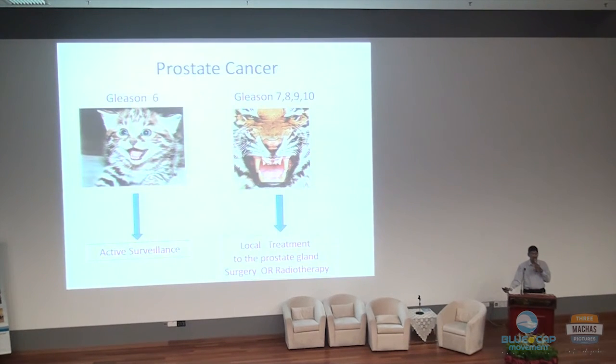So you all know that there are many different grades of prostate cancer. Basically, if you have a Gleason 6 tumor, those tumors are quite harmless in most patients, and therefore you don't have to have any treatment. You may just undergo active surveillance. However, if your grade of the prostate cancer is 7, 8, 9 and 10, these are the aggressive tumors and you need to undergo some kind of therapy. And the therapy is a local therapy just directed towards the prostate. The common types of therapy are either surgery or radiotherapy.